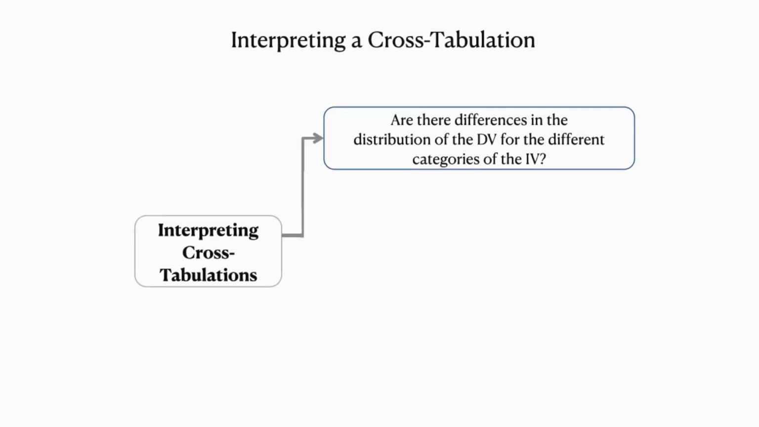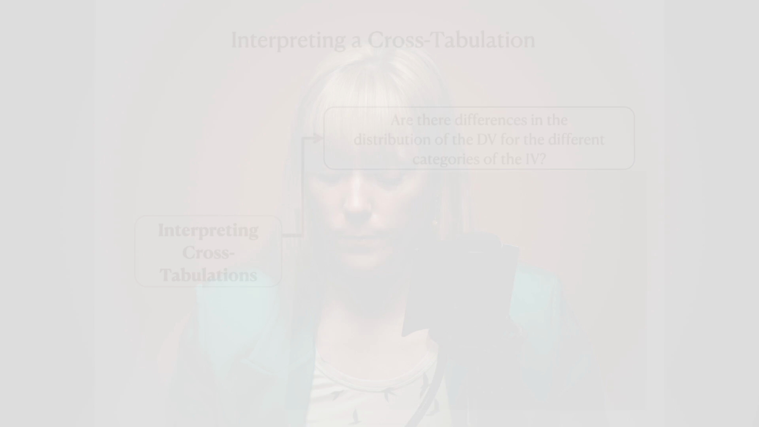In general, when we're interpreting crosstabs, there are 4 questions that we ask, or 4 things that we look for. The first thing is, are there differences in the distribution of the dependent variable for different categories of the independent variable? So in this case, we're just looking at the gaps across the columns, just like we had just done in that example, right?